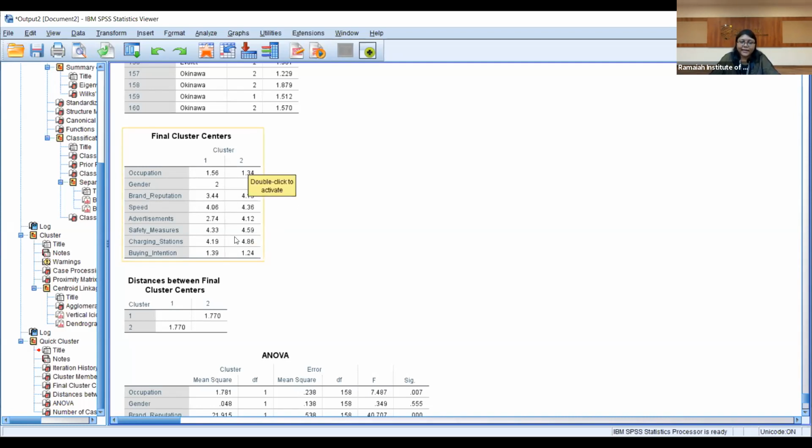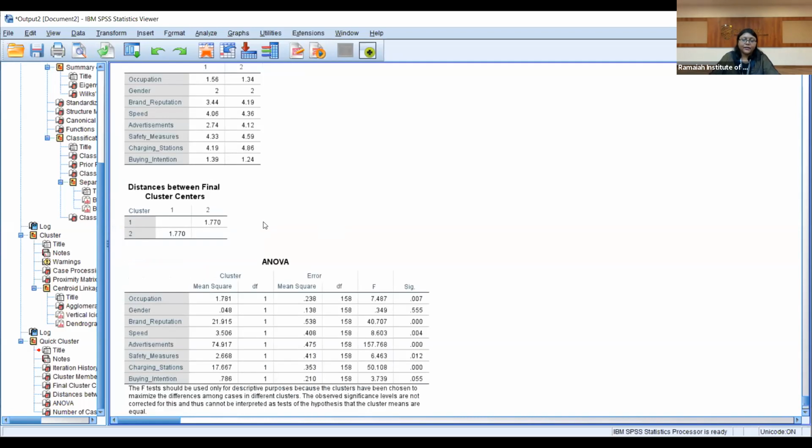Based on the values that you are getting, if you compare in cluster 1, which are the most important? The first one is safety measures, followed by charging stations, followed by speed, followed by brand reputation, followed by advertisements, then gender, then the buying intent, then the occupation and the buying intention. So this is the way you can read this table. That is your final cluster centers. Now this is the distance between both the clusters, that is 1.770.